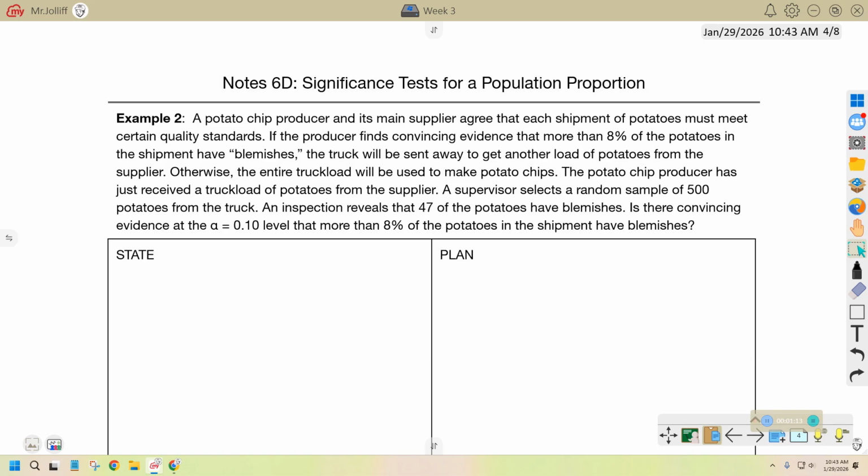So, first question is, what is the question asking me to do? Take a minute, turn to your neighbors. What is the question asking us to do, and how do you know?